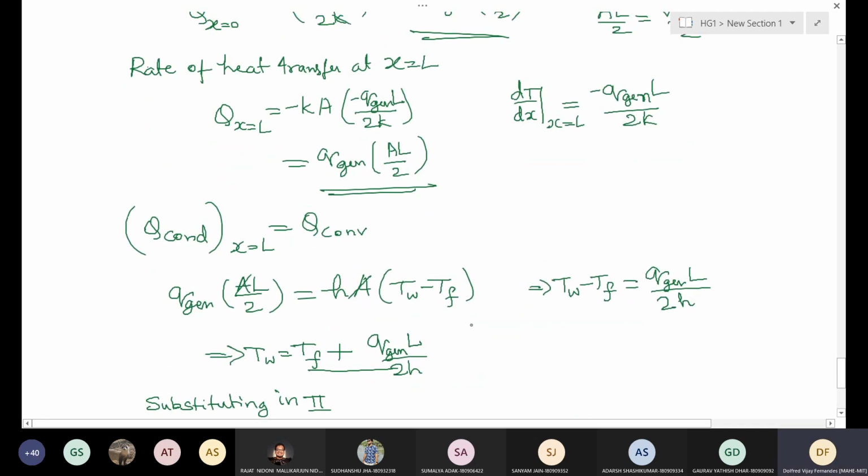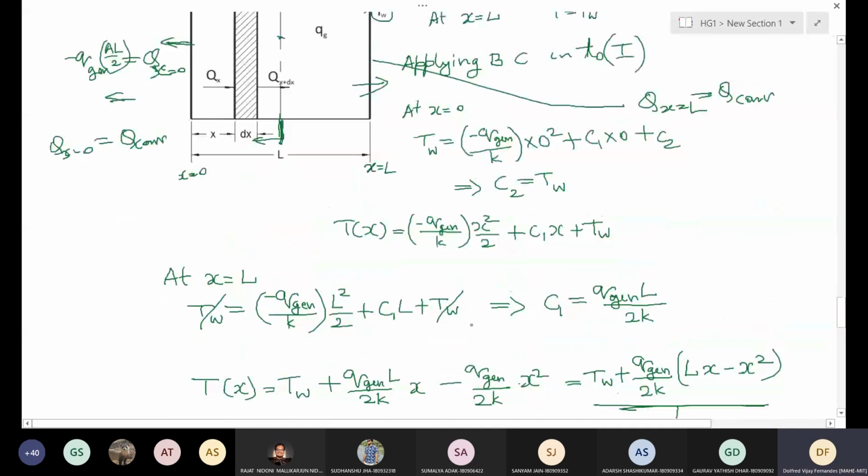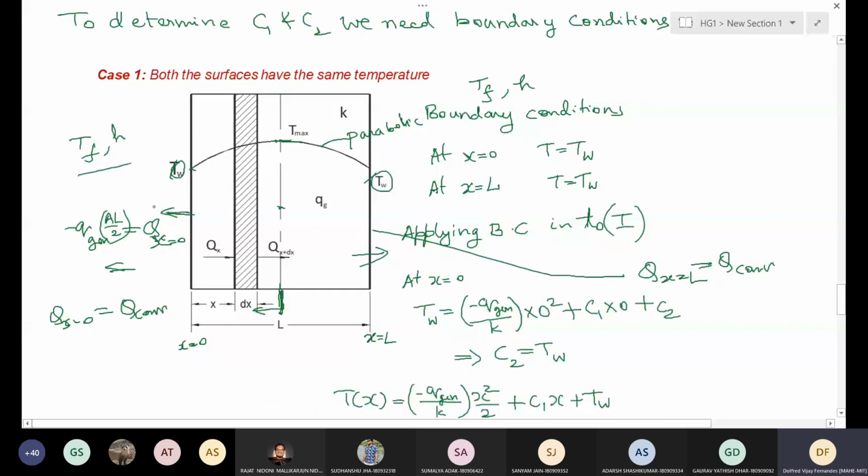Finally, what you have to understand here is clearly that whatever heat is generated, that is going out of the wall on either side. Since the same cooling is applicable on either side, 50% of the heat is going to the left side, 50% of the heat is going to the right side. That's all. So this is the simplest case of heat generation in a planar wall where two surfaces are at the same temperature.